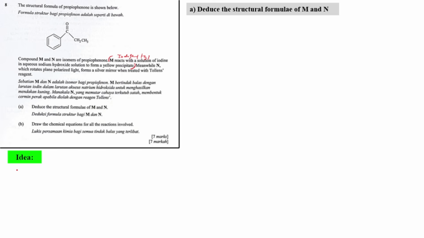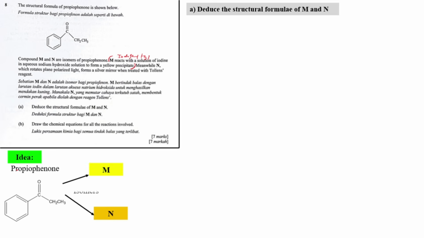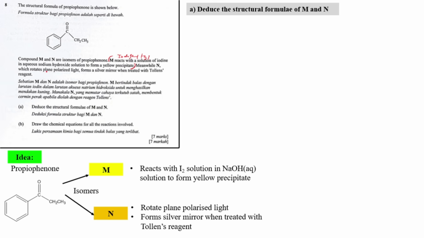So when you make the idea, you will know that you have propiophenone. Compound M and compound N are isomers of propiophenone. Compound M is going to react with iodine solution in aqueous NaOH in order to form the yellow precipitate. Meanwhile, N is going to rotate plane polarized light and forms a silver mirror when treated with Tollens reagent. So here is the information that you have, and from here, you can make some deductions.